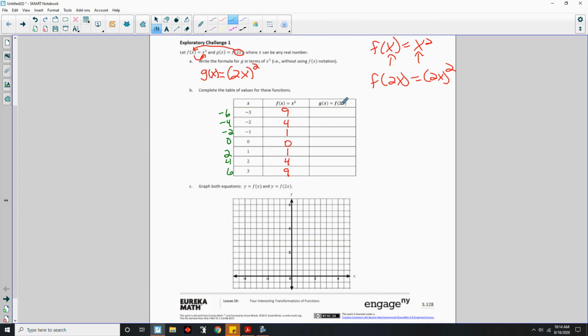And now we're going to square those, because f of 2x means take this, double it, and take f of that, and that means squaring these numbers over here that are green. So negative 6 squared is 36, negative 4 squared is 16, negative 2 squared is 4, 0 squared is 0, 2 squared is 4, 4 squared is 16, and 6 squared is 36.